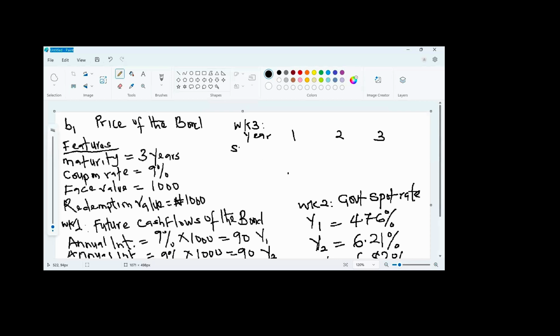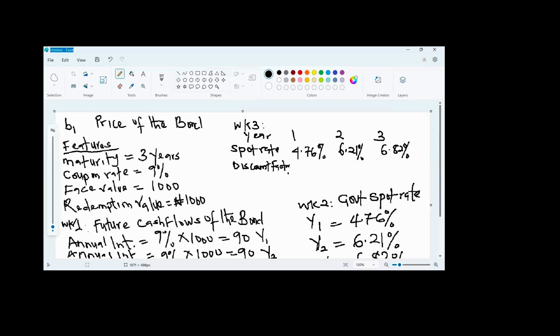The spot rate, this is 4.76%. This is 6.21%. And this is 6.82%. Now get your discount factor. Please get your calculator closer.